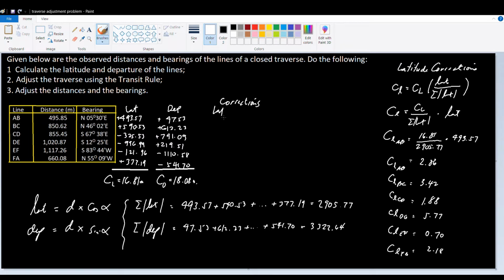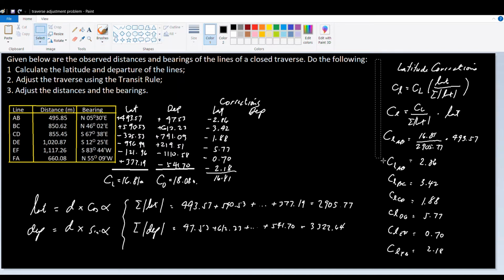Okay, so we can tabulate these values, the corrections for latitude and departure. So again, since the misclosure in latitude is positive, this correction should be deducted. So negative 2.86 for AB, negative 3.42, negative 1.88, negative 5.77, negative 0.70, and negative 2.18. And they should add up to the total misclosure, which is 16.81.